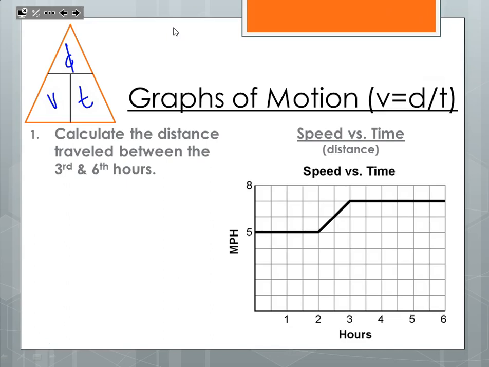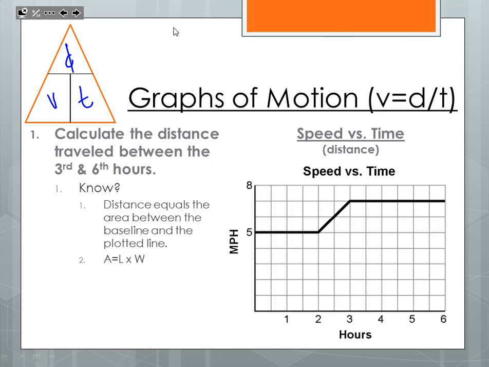So what's the first thing I'm going to do? I'm first going to ask myself, what do I know? And I know that distance equals the area between the baseline and the plotted line, where area equals length times width. Well, we already know from earlier that this is 10 miles. We need to know what the distance is from 2 to 3 hours, and we need to know what the distance is from 3 to 6 hours.